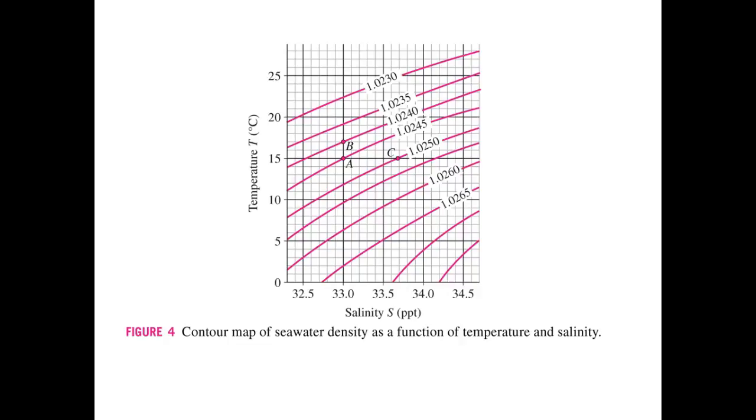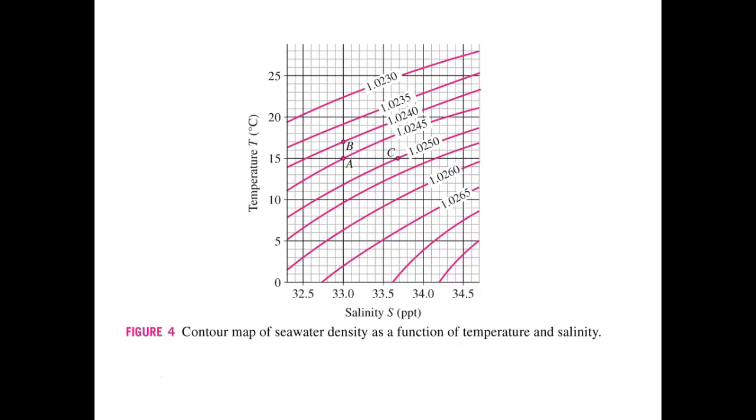What are we to do with that? Estimating the partial derivatives using the contour maps. Seawater density, rho, in kilograms per cubic meter, depends on salinity, parts per thousand, and temperature, degrees Celsius. Use this contour map of seawater density appearing in figure 4 to estimate the partial of rho, which is density, with respect to temperature.